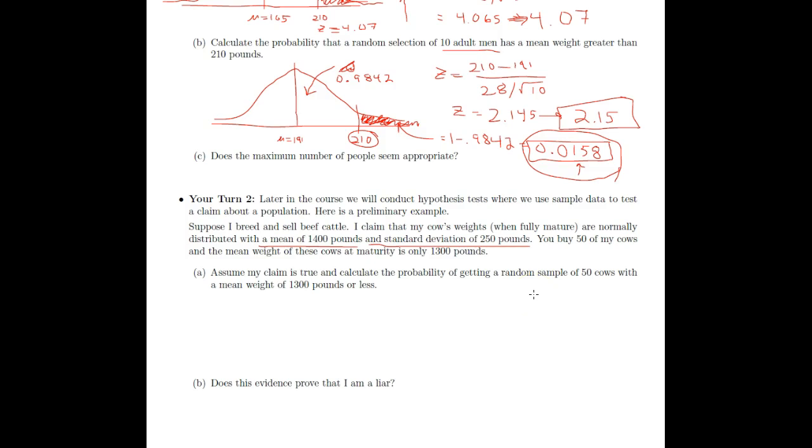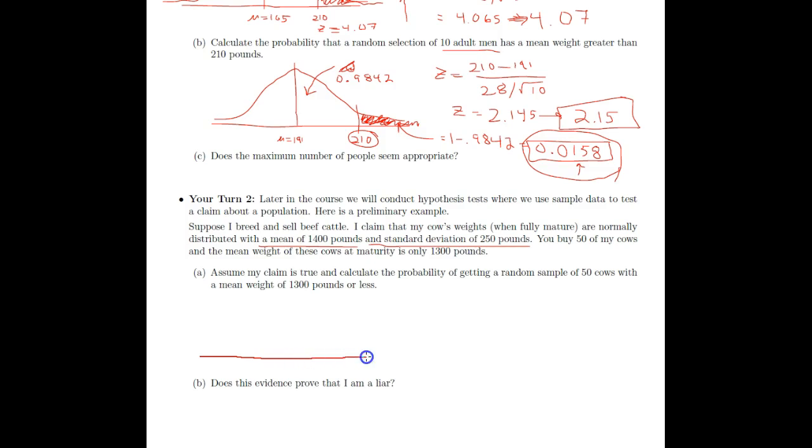So, if you bought one cow and it only weighed 1,350 pounds, you wouldn't think anything fishy is going on, right? They're not all going to weigh 1,400 pounds. But what if you bought 50 of my cows and the mean weight of all those cows was only 1,300 pounds? Would you think that was just kind of bad luck? Or would you think that maybe there was something fishy going on with this farmer, and maybe the true mean weight is not 1,400 pounds, but is actually closer to 1,300 pounds? And that's what we're really getting at analyzing.